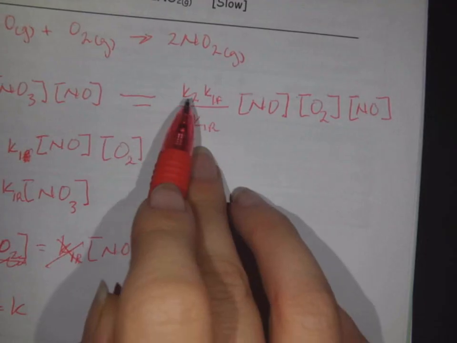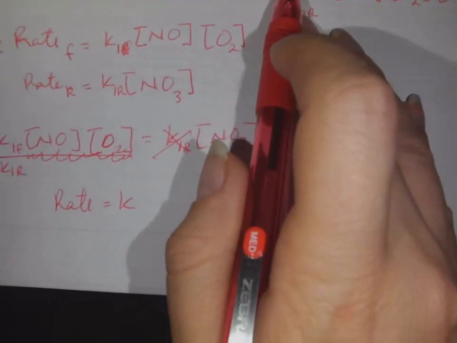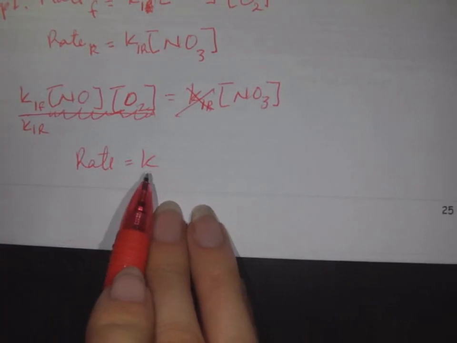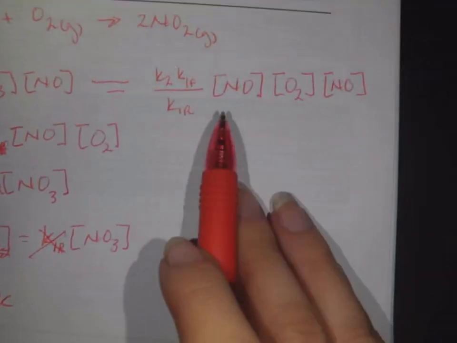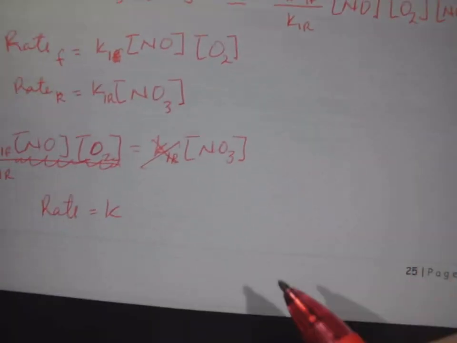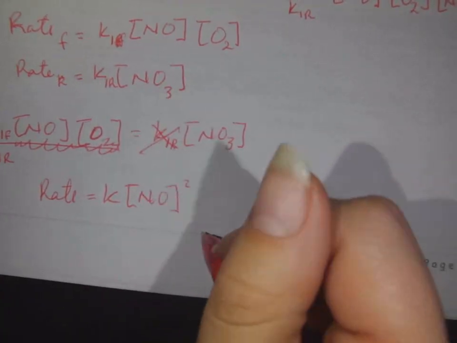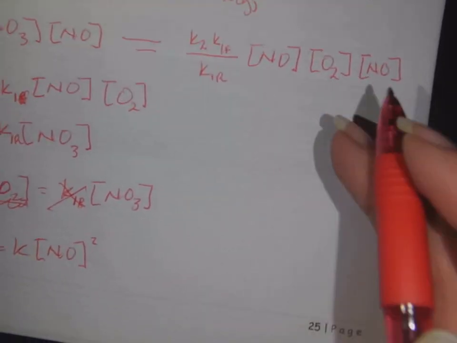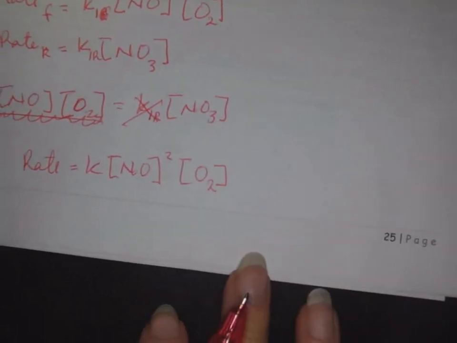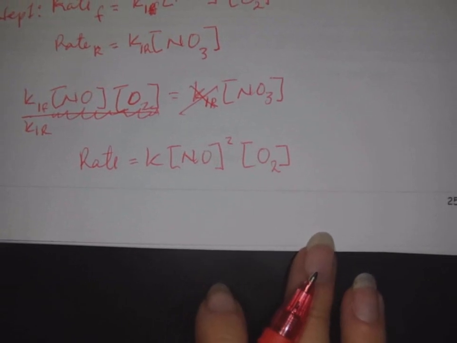Rate is equal to K. All right, so I'm going to take all of these K's, they multiply and divide, and it turns into a new K. So it just all becomes whatever this K is. And then I had nitrogen monoxide, but there's two of them and they're multiplied together, so it's second order. Nitrogen monoxide squared, and then O2 first order. And that is the overall rate law for this reaction.